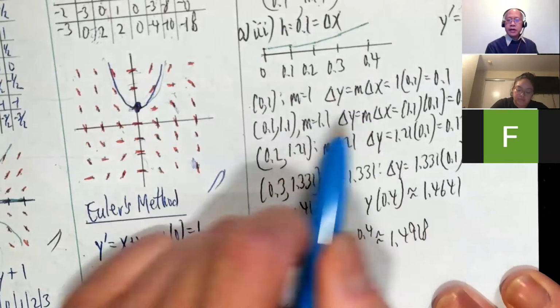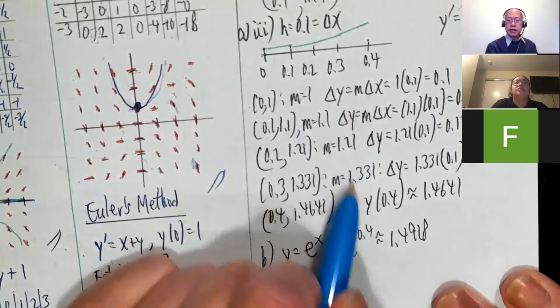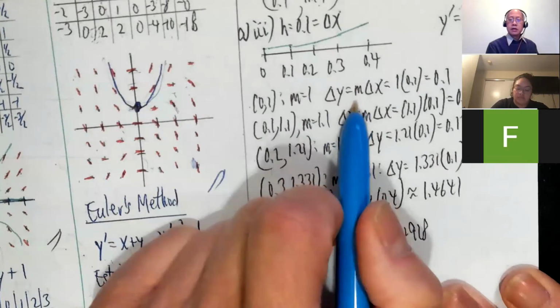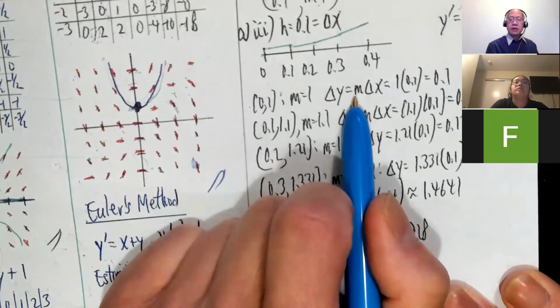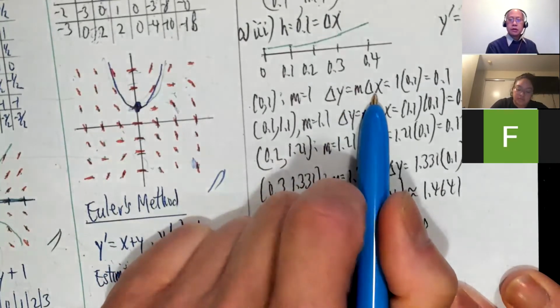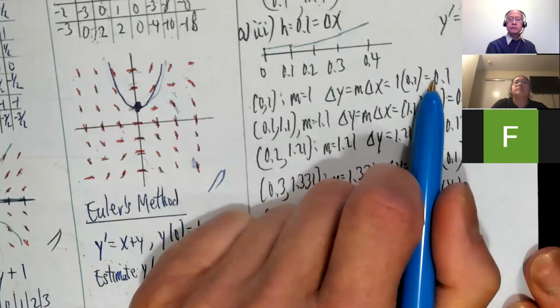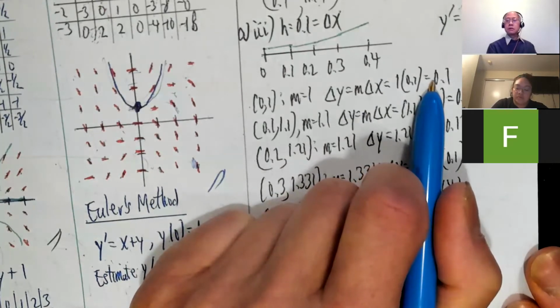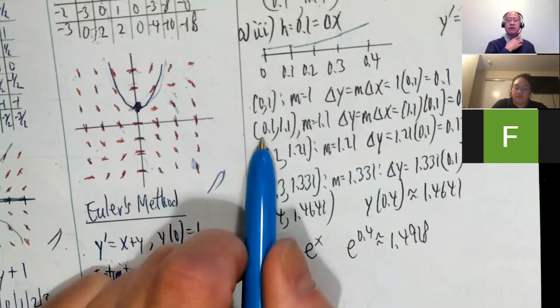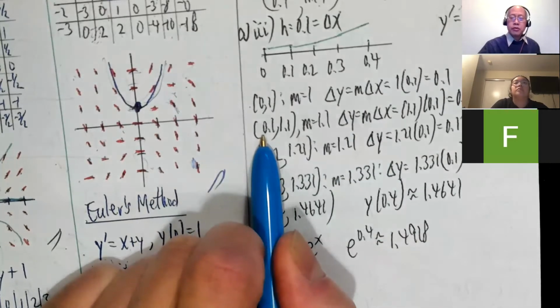Delta y equals m delta x. Notice I keep writing that. Delta y is m delta x, delta y is m delta x, and so on. So slope is 1, but delta x is 0.1. So my delta y is 0.1. That now leads me to the point 0.1, 1.1.